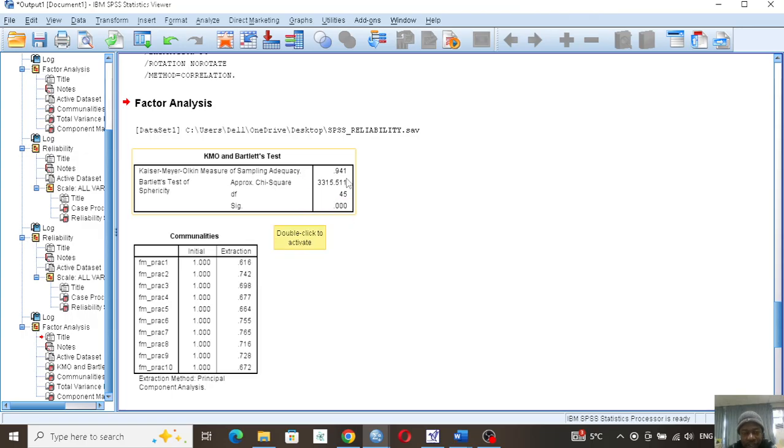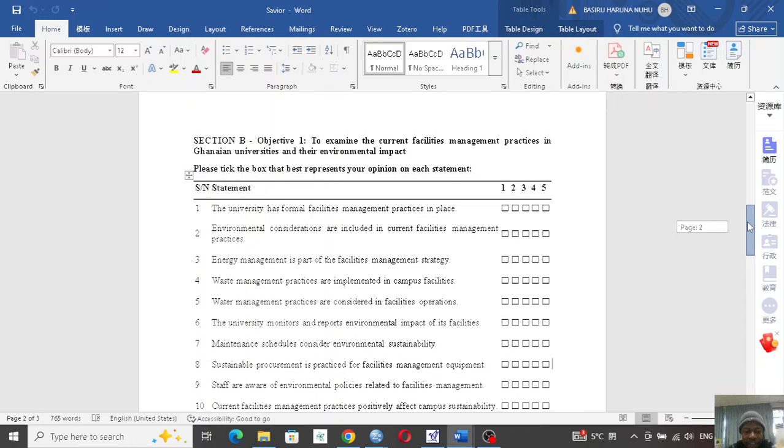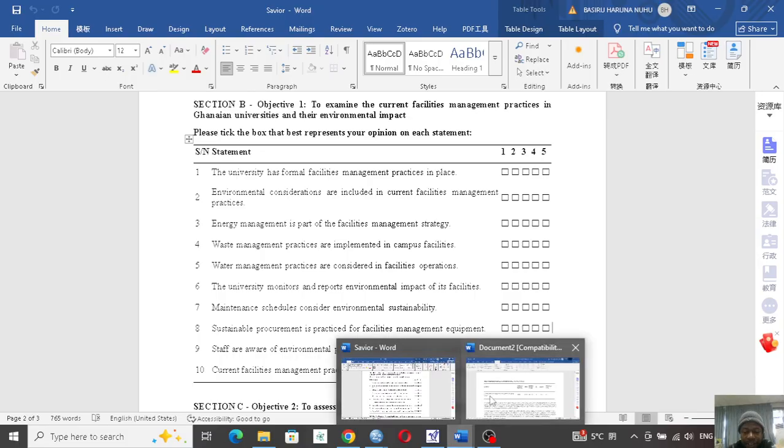So this particular thing is what we are considering here. Now the threshold is, for it to be valid, it should be more than 0.6. So 0.6 and above. And this one is 0.941, which means it is valid. So now the analysis has been run. We are checking. So now I have the output here.